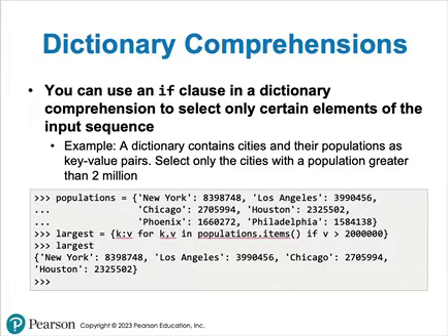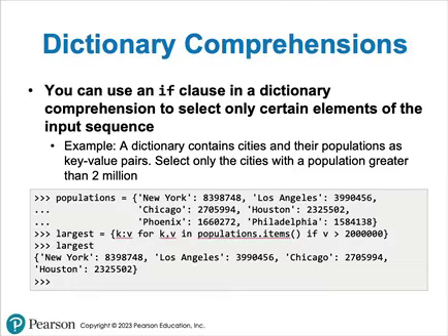You can use an if clause to select only certain items. So here we have a comprehension that is wanting to get the key value pairs for cities that have a population greater than 2 million. And out of that list, that would be New York, Los Angeles, Chicago, and Houston.